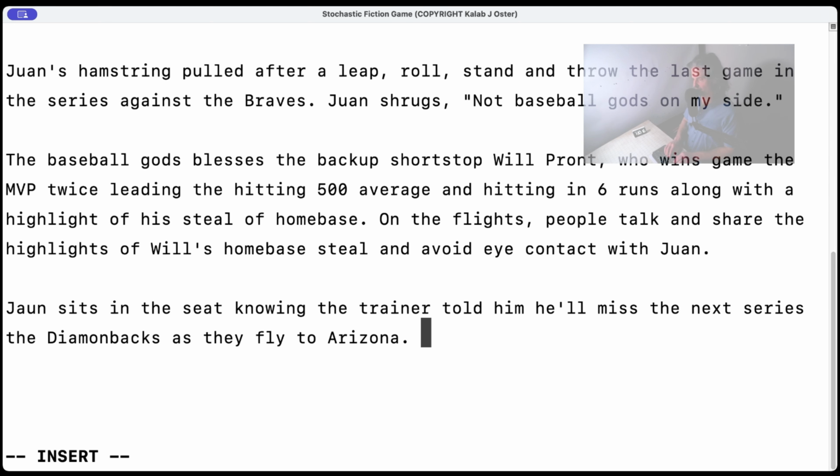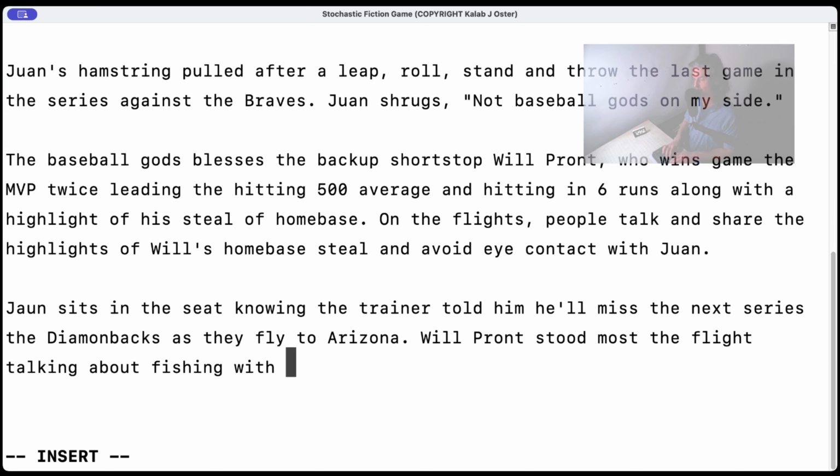As they fly to Arizona, Will Prompt stood most of the flight, talking about fishing with the infield, while they sit around looking at phones.